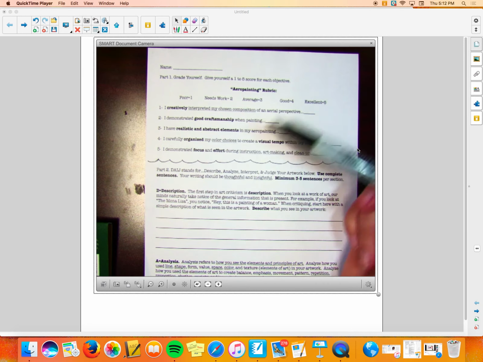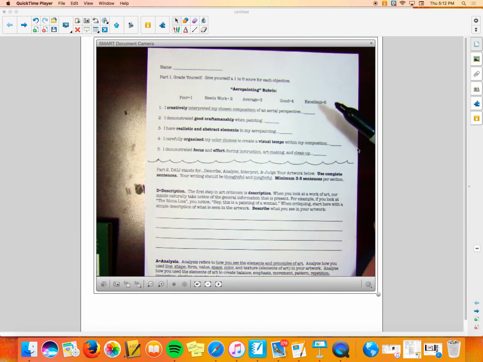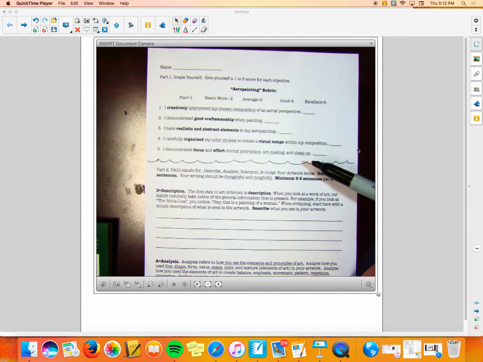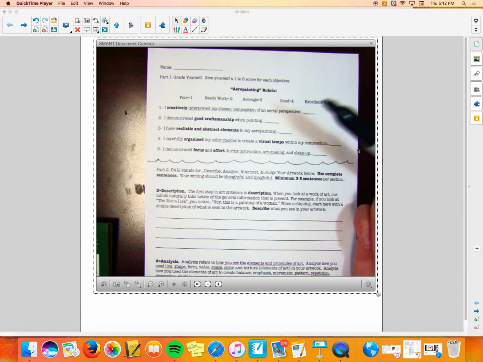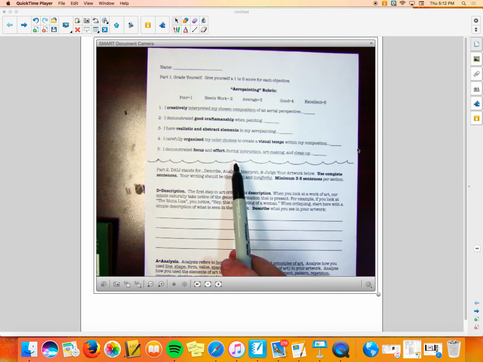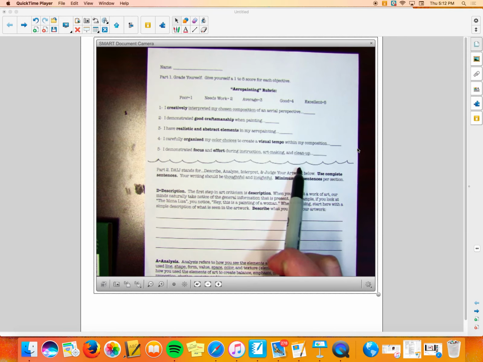So like I said, your colors should bounce around your composition. It shouldn't just be all warm colors in one place, all cool colors in another place. Your eyes should be able to move around the composition, and it should look balanced and with harmony. And then five is that you demonstrated focus and effort during instruction, art making, and cleanup.